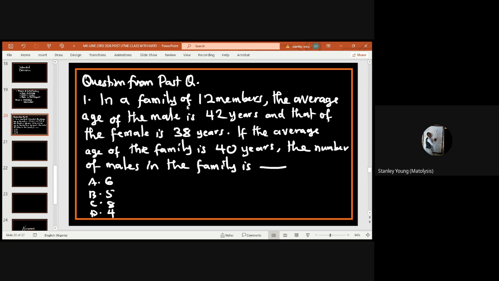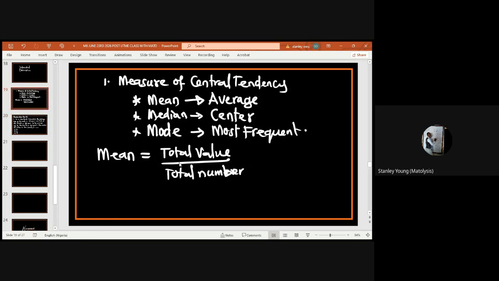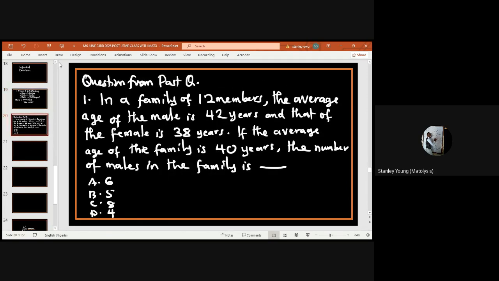According to the question, you have a family of 12. They said the average age of male is 42, and the average age of female is 38. If the average age of the family is 40, the total number of males in the family is what you're looking for. Now, what do you need? You just need to know that mean is equal to total value over total number. Having that information is enough to solve this particular problem.